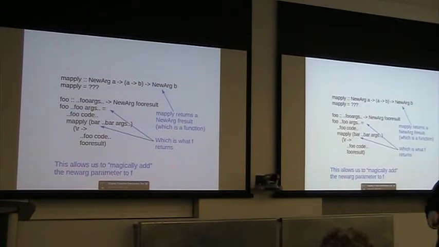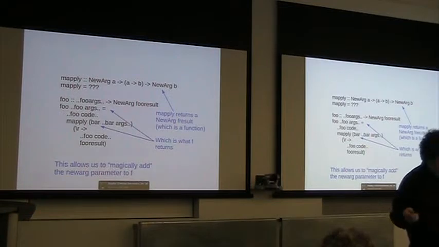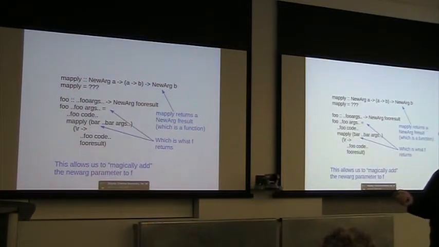This is a little bit crazy, but it actually does work quite well. And screwing up my names again, I see. Yeah. Remember, also, here's the interesting thing. Mapply returns a new arg itself. So that means it's returning a closure. It's returning a closure of type lowercase new arg to B.